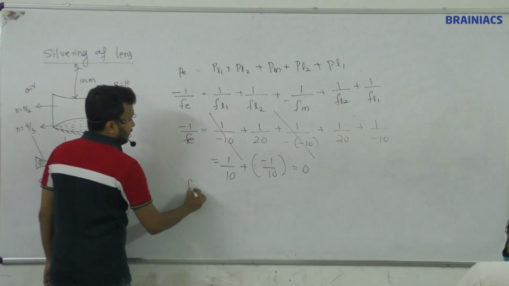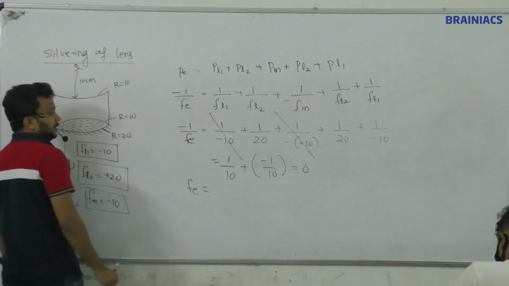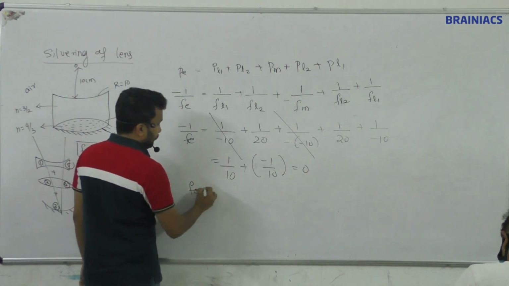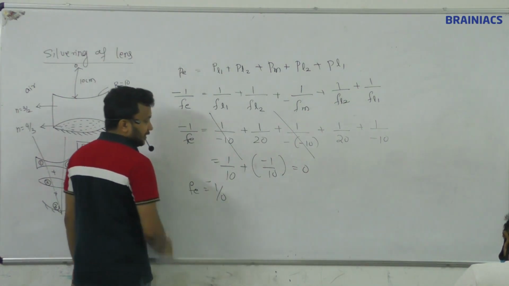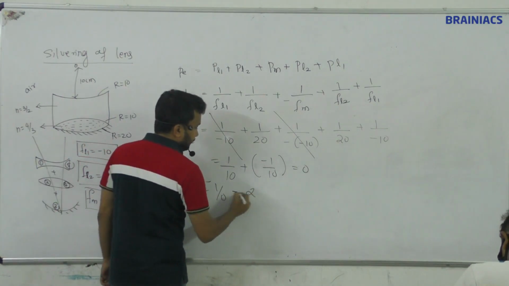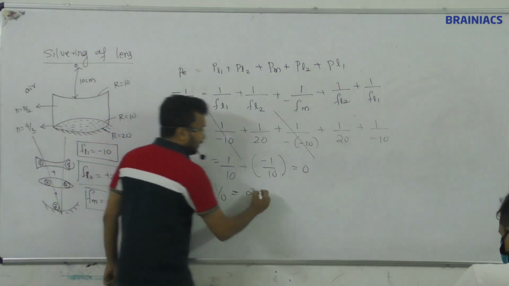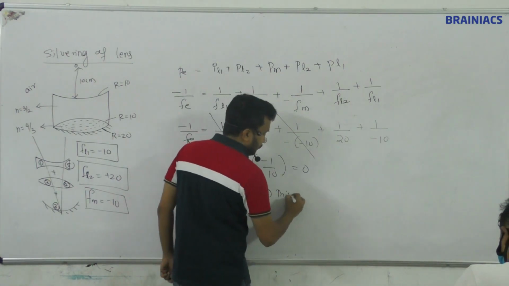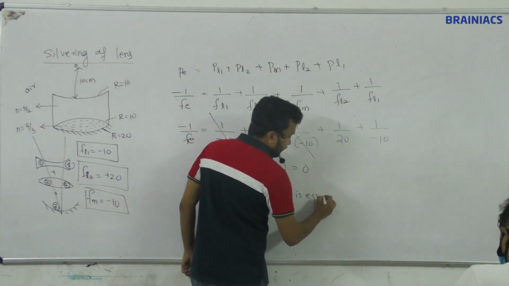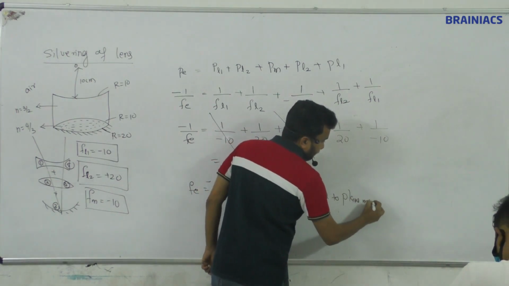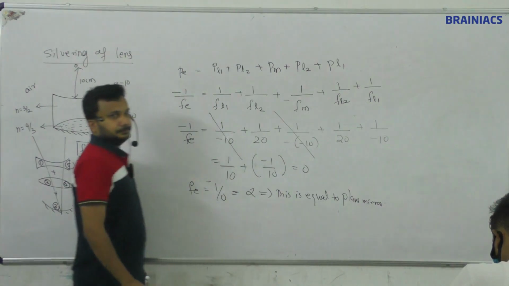So Fe equal to what? Fe is equal to, reverse, Fe equal to 1 by 0. Correct? Minus 1 by 0. Infinity. So focal length is infinity means what type of lens? Plane mirror. So this is equal to a plane mirror. This is equal to a mirror.